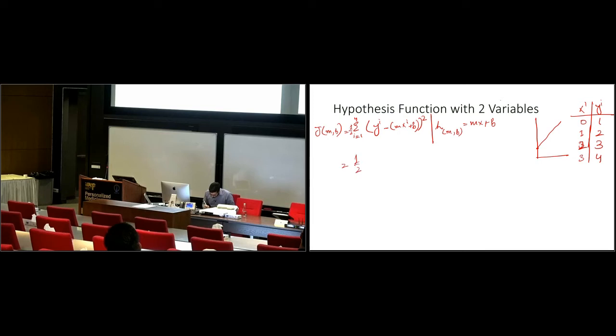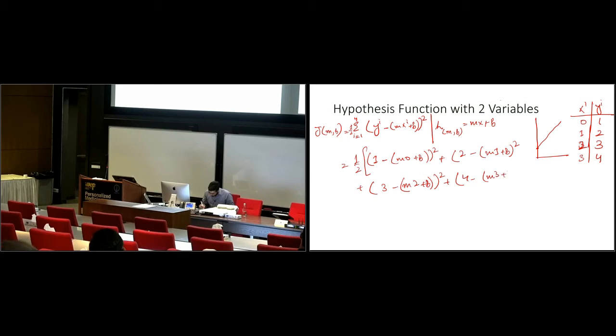So I have 1 by 2, (1 minus (m times 0 plus b)) whole square, plus (2 minus (m times 1 plus b)) whole square, plus (3 minus (m times 2 plus b)) whole square, and plus (4 minus (m times 3 plus b)) whole square. Okay, I have to take the derivative of j with respect to m and set it equal to 0, and I have to take the derivative of j with respect to b and set it equal to 0.